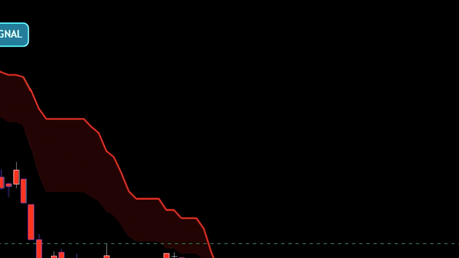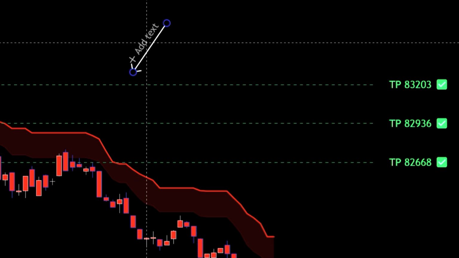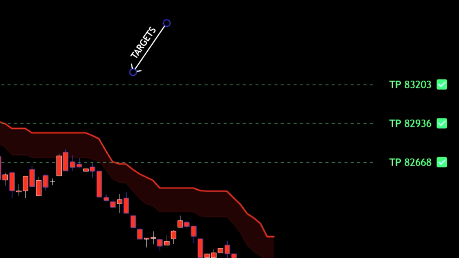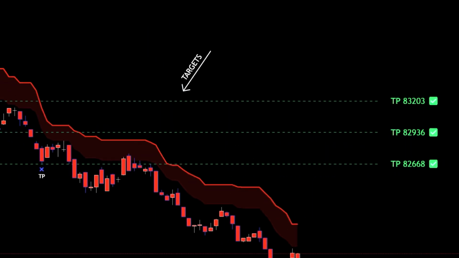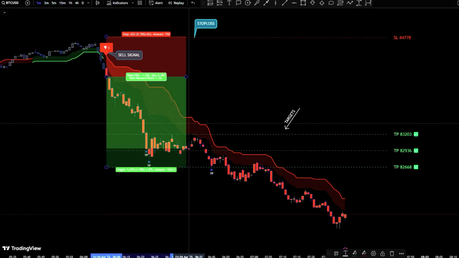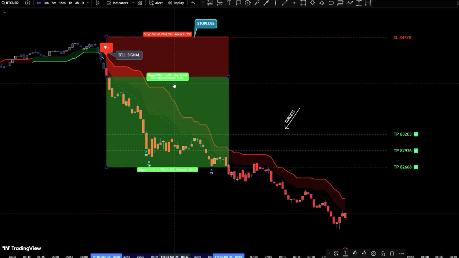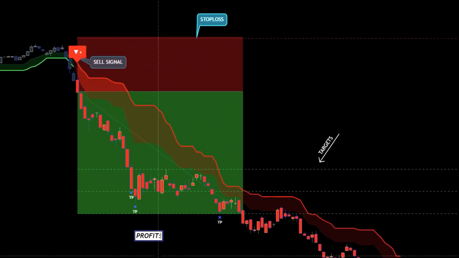Then there are 3 take profit levels displayed. These are specific prices where we can exit the trade for a profit. I'm choosing the third take profit level, TP3. So when the price reaches TP3, we close the trade with a 17% profit.